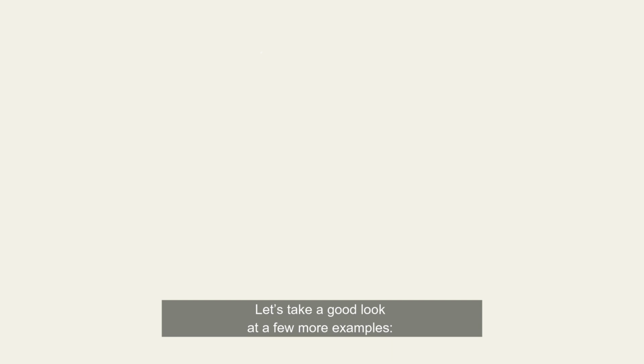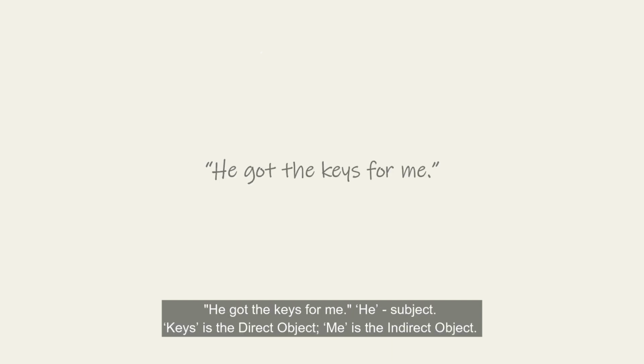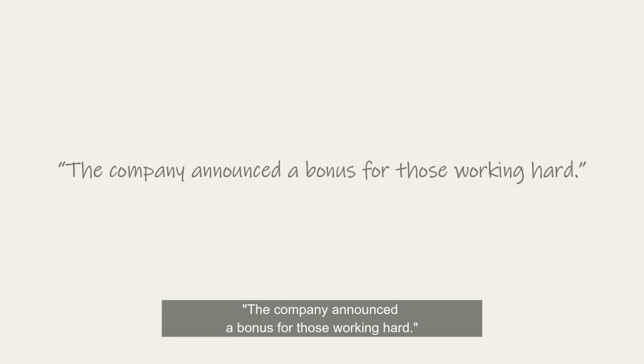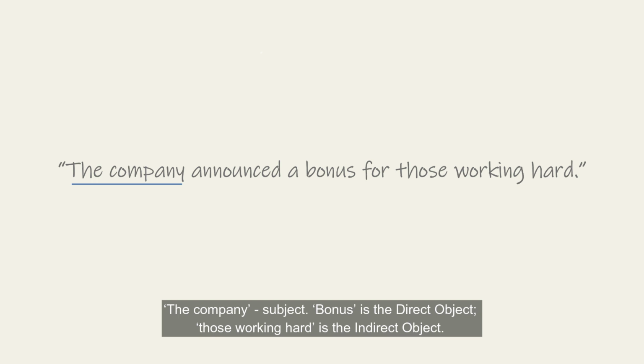Let's take a good look at a few more examples. He got the keys for me. He, subject. Keys is the direct object. Me is the indirect object. The company announced a bonus for those working hard. The company, subject. Bonus is the direct object. Those working hard is the indirect object.